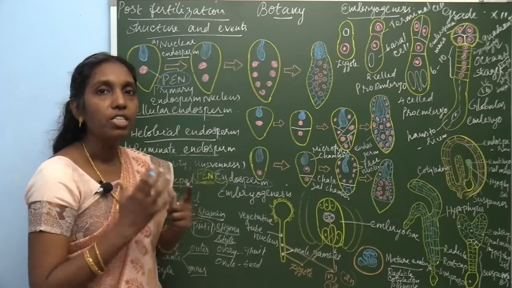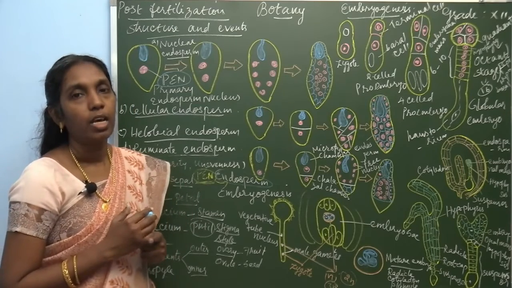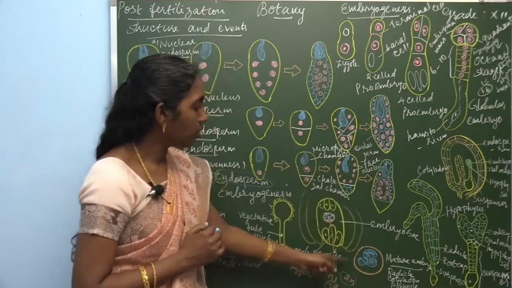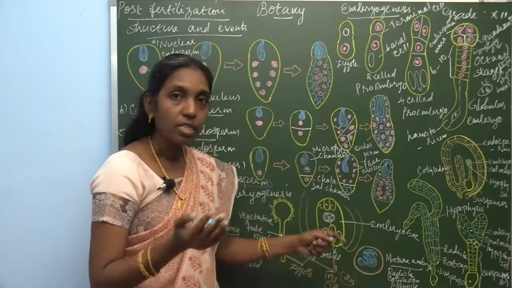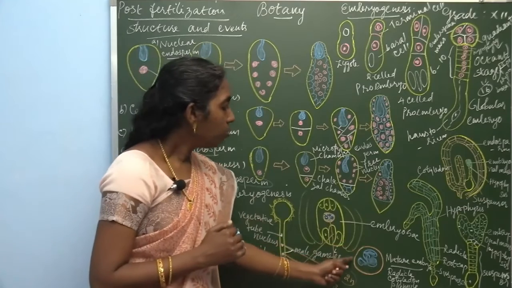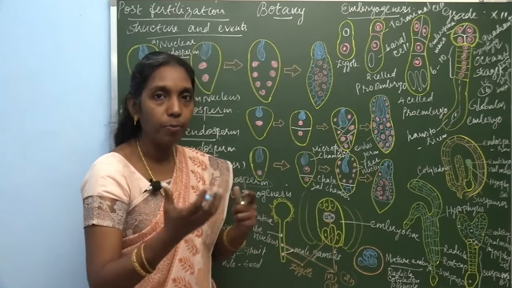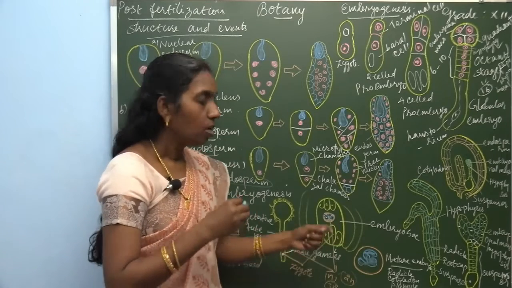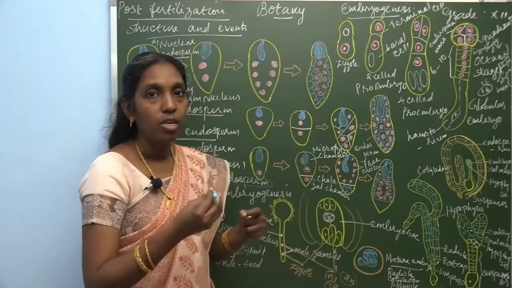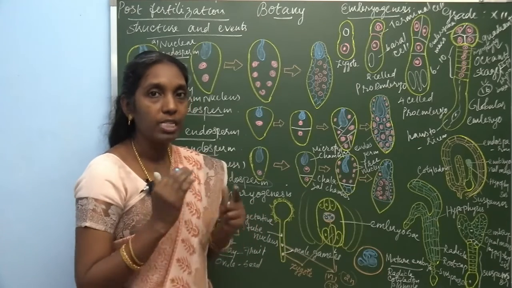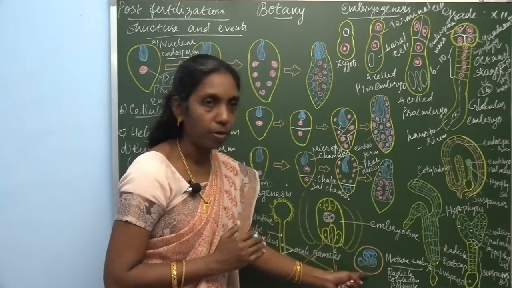Now what's the function of this endosperm? Endosperm is formed as a result of triple fusion. This endosperm helps the developing embryo; it is nutritive, so it nourishes the developing embryo. That's the main function of this endosperm.